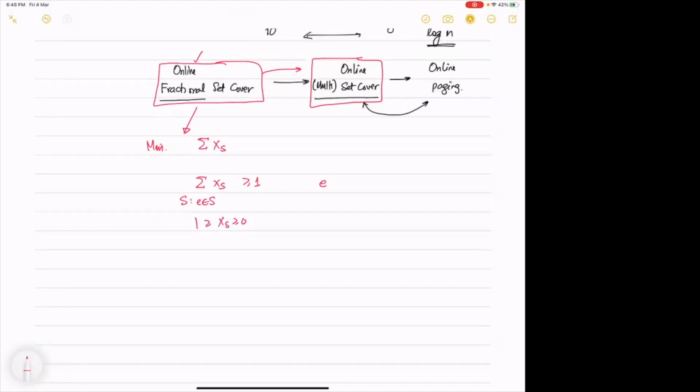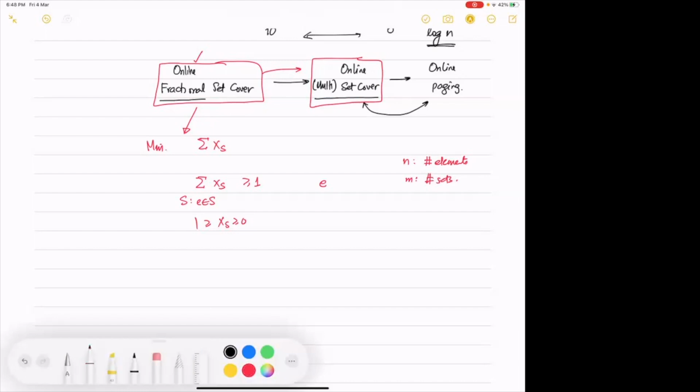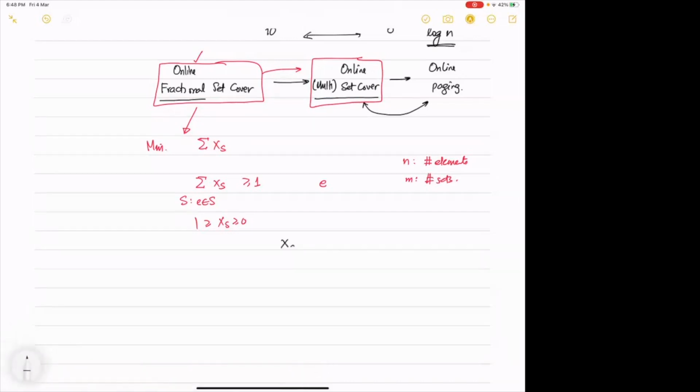Let's have some notation. Let's say N is the number of elements, and M is the number of sets. Initially I will set all the values x_S to 1 over M, where M is the number of sets. If you do that, then this objective function is only 1. So you're paying only 1 unit. That's a small amount.